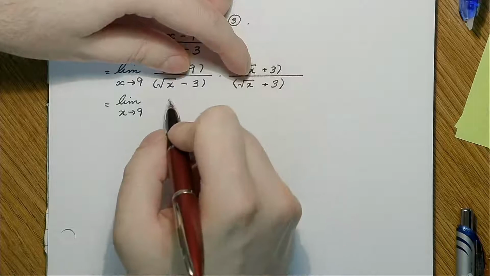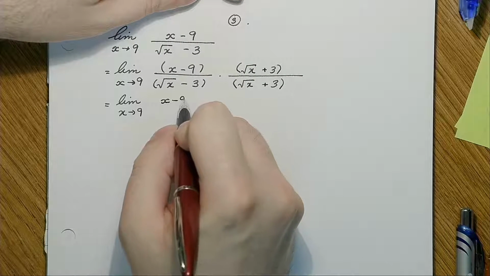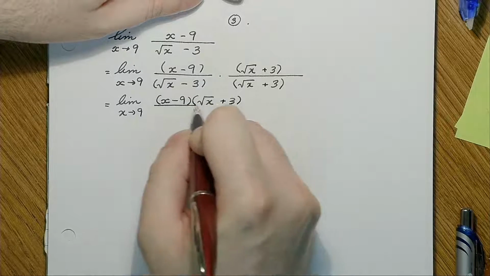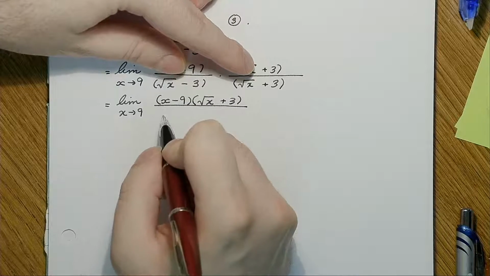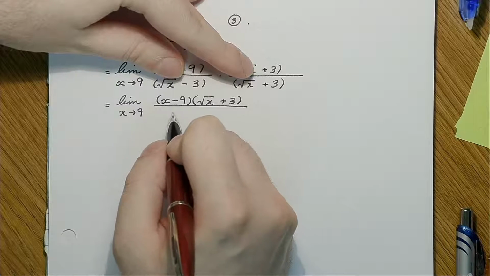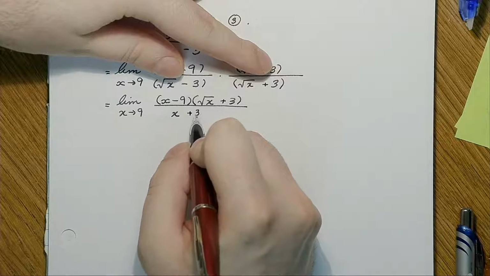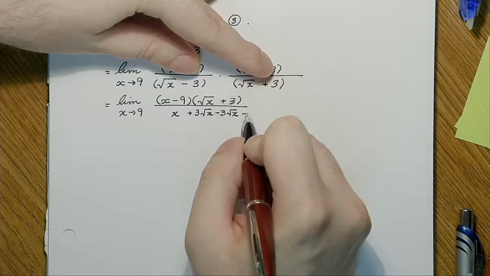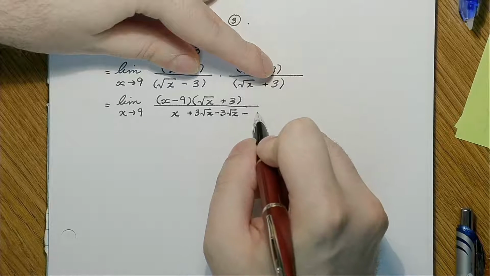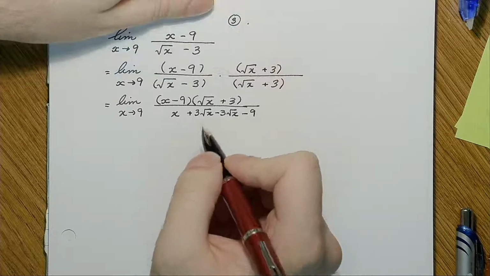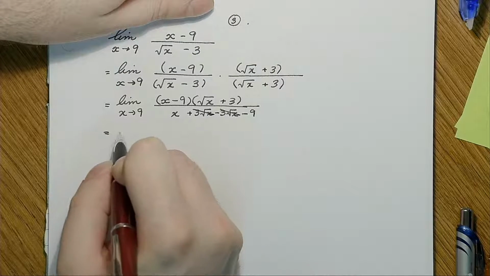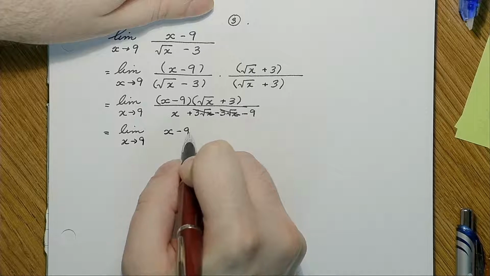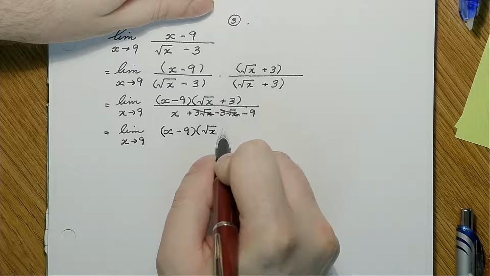So if I do that, I have x minus 9 in the top here, square root of x plus 3 all over. Now in the denominator I have square root of x times square root of x, which is x. Then I have a plus 3 square root x, and then a minus 3 square root of x, and then I have a minus 9. So these cancel, so I'm left with x minus 9 all over square root of x plus 3.